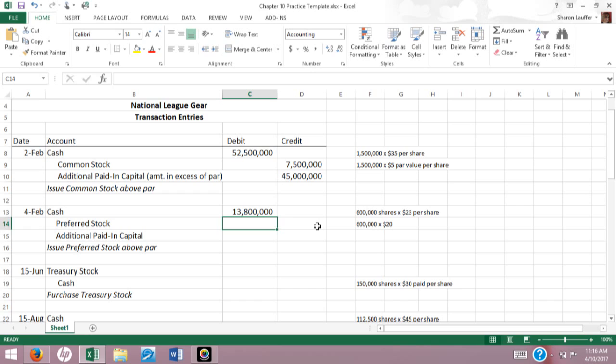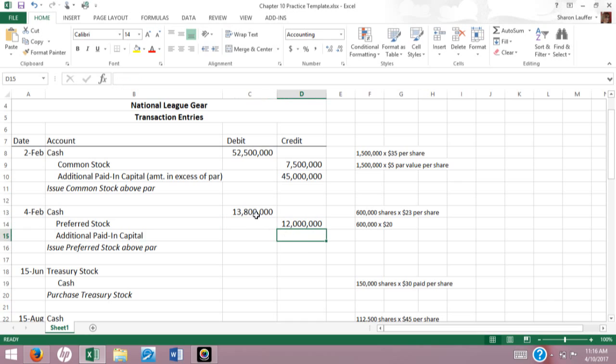And then we're going to do the same thing as we did before with the common stock. We're going to calculate the amount of the sale that was the par value and then the amount of the sale that was in excess of that par value. So the amount that we're going to record in the preferred stock account is the amount of that sale that was at par value. So 600,000 shares times the $20 par value. We do the math on that. We get $12 million.